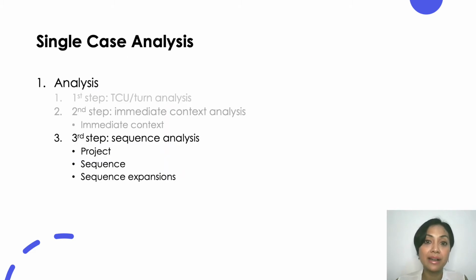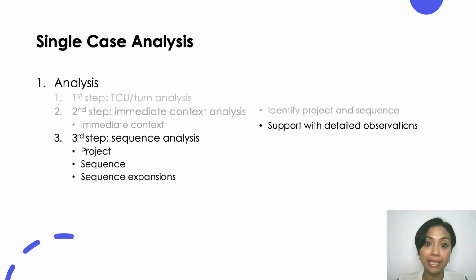The next step is to identify some longer structures of talk in your data, which are project, sequence, as well as sequence expansion. The relationship between project and sequence is similar to the action and TCU. Project is the abstract communicative drive behind the sequence, while the sequence is the concrete implementation of the project in the talk. First, in this step, you identify the project and sequence in your data. Support your claim with your detailed observations. And then, as before, calibrate your identifications so they fit your detailed observations and vice versa.